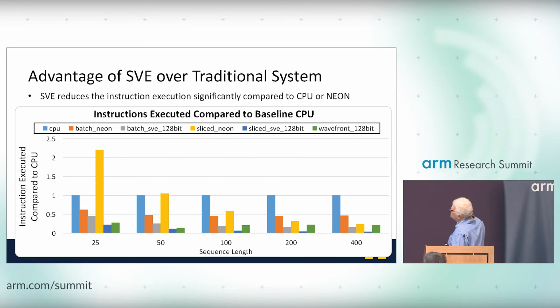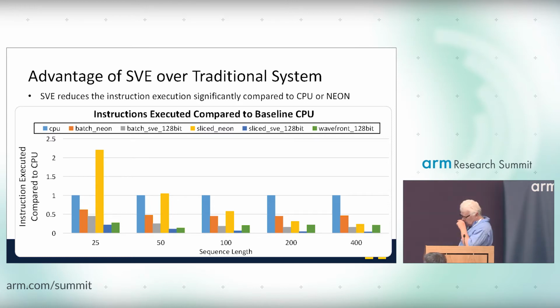And it looks like the batch seems to work better on the neon. And then we've got these 3 on the right-hand side, which are the sliced neon, sliced, I'm sorry, not the sliced neon, yeah, that's right. This has been switched around on me. So batch SVE is the gray one, which seems to be doing better than its equivalent neon.